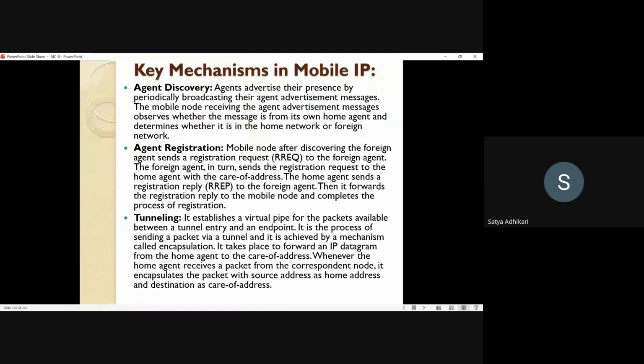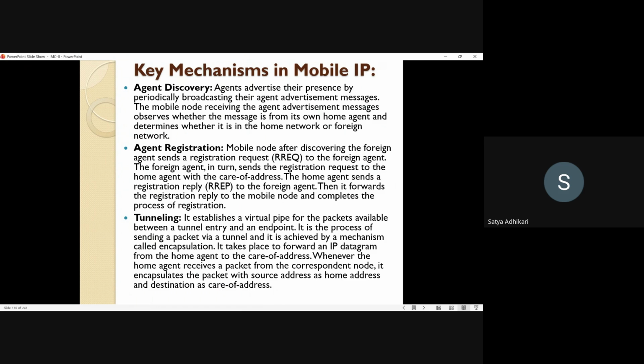It takes place to forward an IP datagram from the home agent to the care of address. What is care of address? The care of address is the new address of the mobile node. During the process of registration, the home agent learns that this is the new address of the mobile node. So any data coming from the correspondent node now is sent by tunneling to that new care of address.